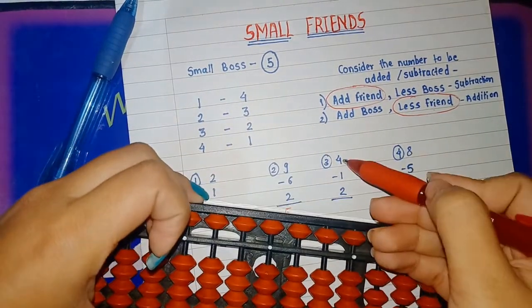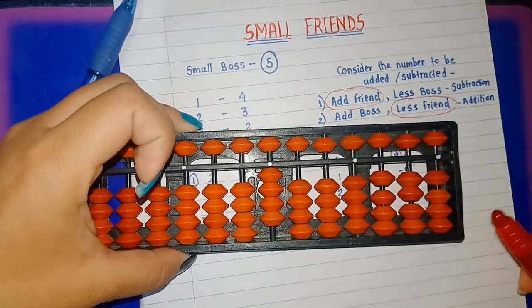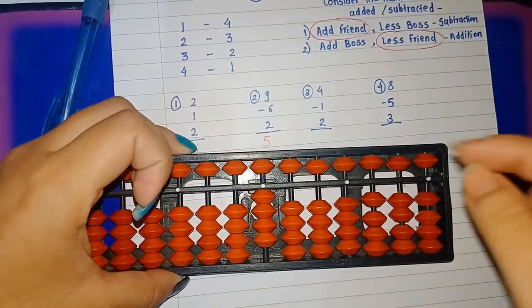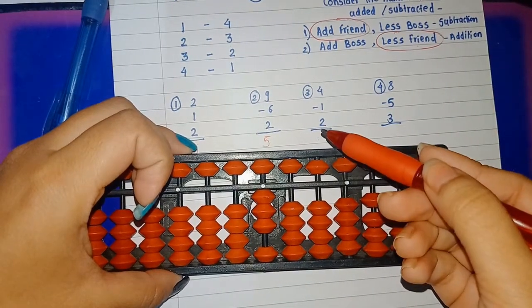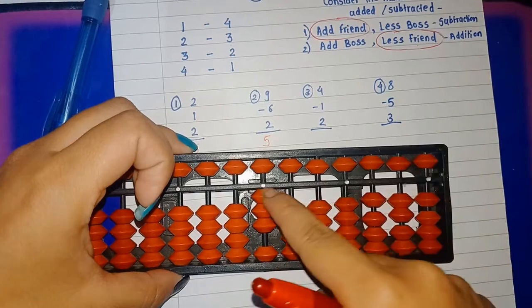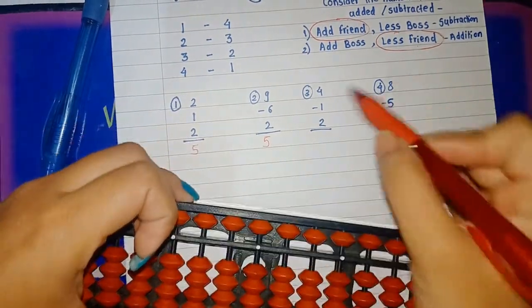Then add 4. Adding 4. Okay, then less 1. Less 1 directly and add 2. So what is 2's friend? 2's friend is 3. So less 3 add boss. Answer 5.